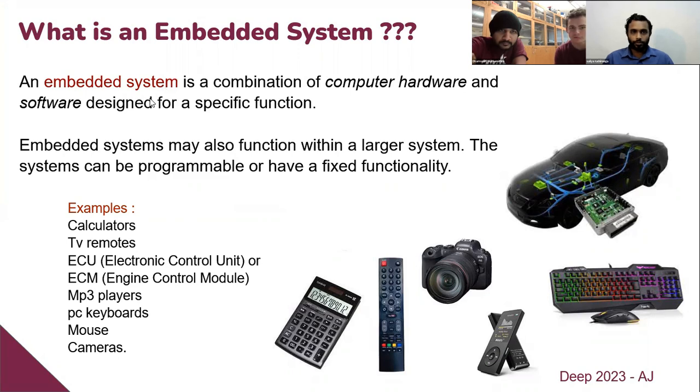An embedded system is a combination of computer hardware and software designed for a specific function. This means that this embedded system contains a CPU or computer specially designed for a specific function, that can't be used as a general purpose computer. As an example, if you see a PC, it can do many things.